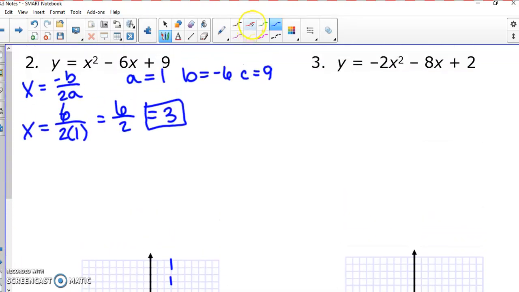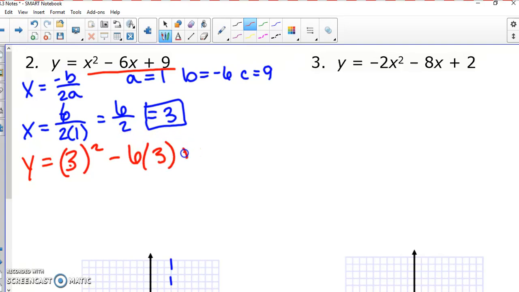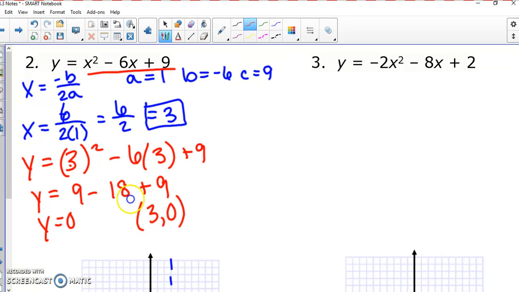Okay, now that I know my axis of symmetry, I'm going to go back and find my vertex. So remember, my vertex has this 3 as an x-coordinate. And then to find the y-coordinate, I'm going to plug that back in to my original equation up here. So I'm going to have 3 squared minus 6 times 3 plus 9. So I'll have y equals 9 minus 18 plus 9. And that should give me a 0, looks like. So that means my vertex is at the point 3, 0.